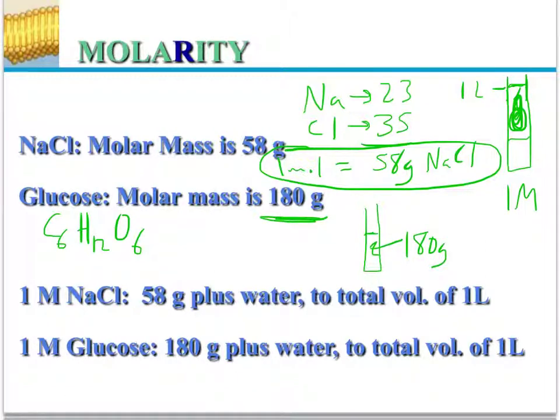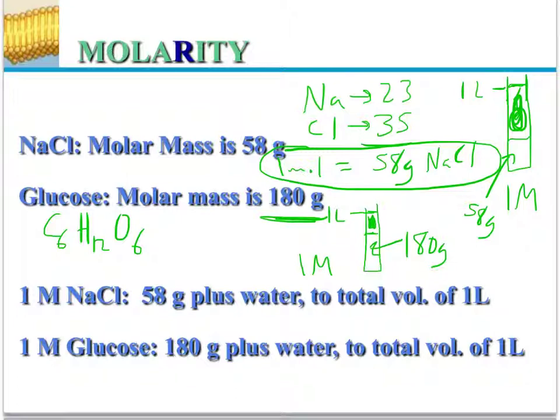Obviously this is going to take up more space than when you made the salt solution, when you only added 58 grams. You're going to add a lot more grams of glucose in this container, and then you'd add water to the 1 liter mark. Maybe you have less water now when you're making the 1 molar solution of glucose than when you made the 1 molar solution of NaCl.